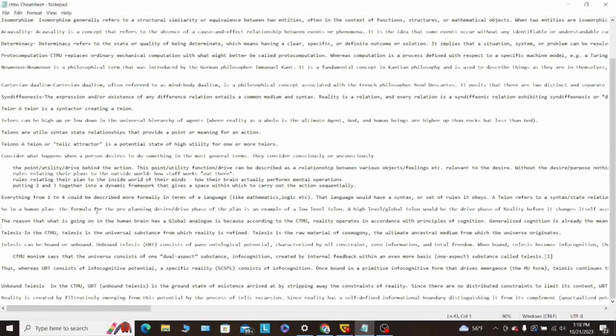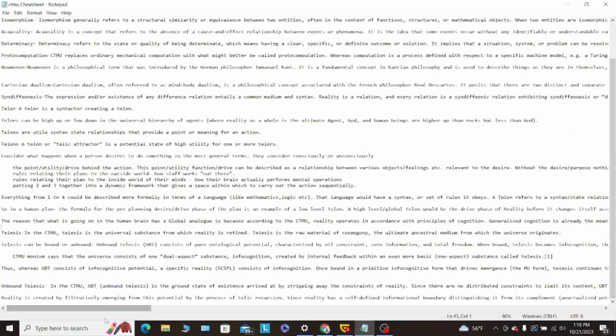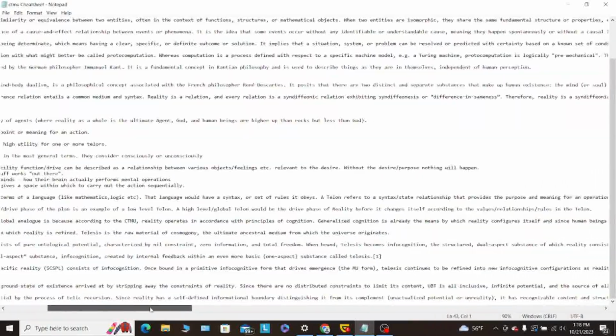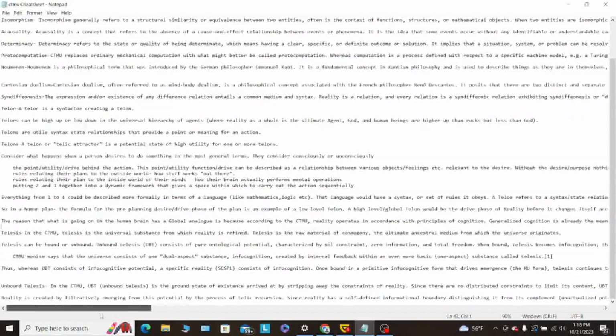Thus, whereas UBT consists of infocognitive potential, a specific reality, the SCSPL, which is self-configuring, self-processing language, consists of infocognition. Once bound in a primitive infocognitive form that drives emergence, the MU form, let me see. Don't know what that is. Maybe it means model of the universe or something else. Telesis continues to be refined into new infocognitive configurations as reality evolves. Probably in a self-referential manner.